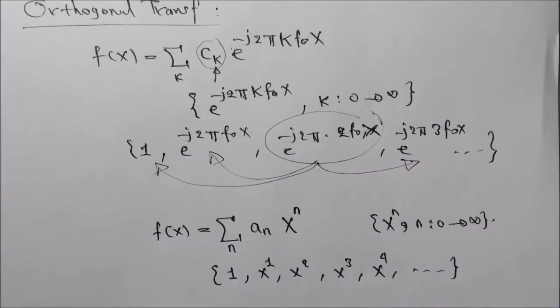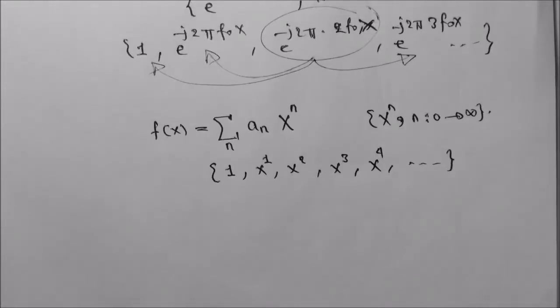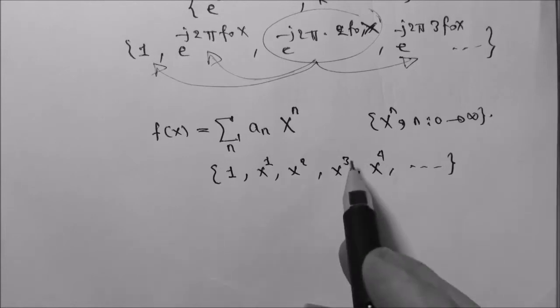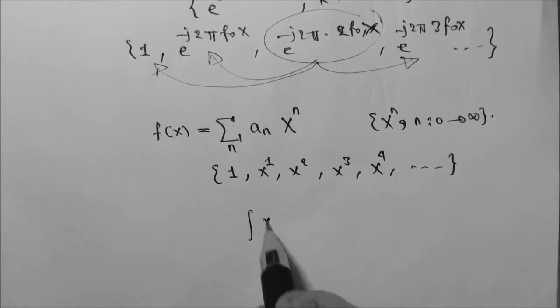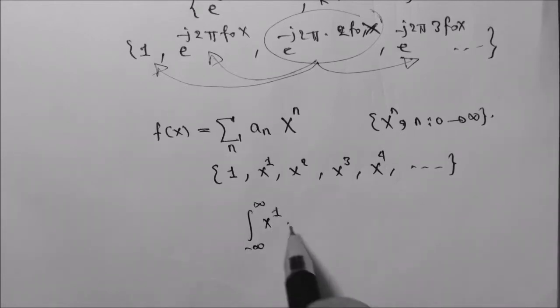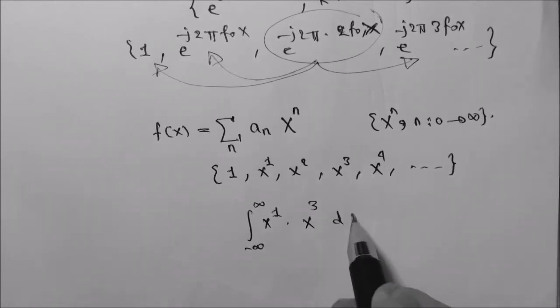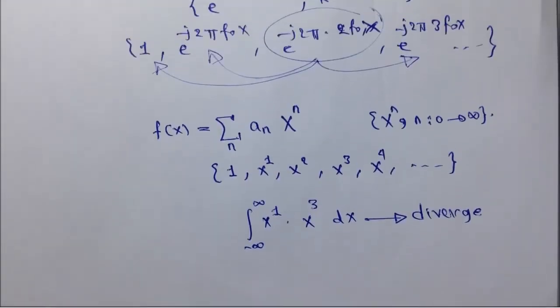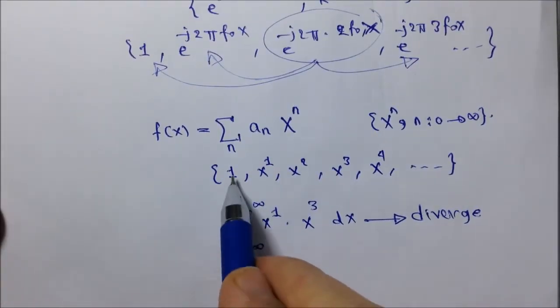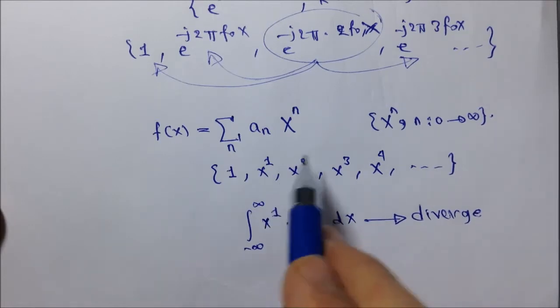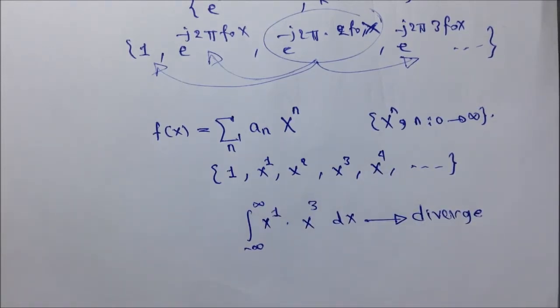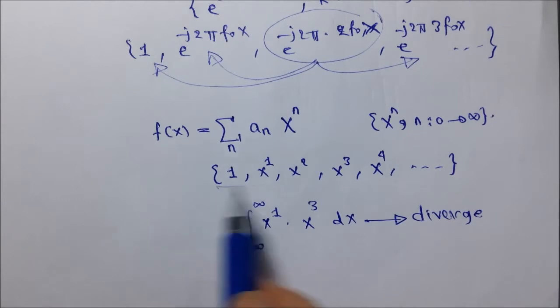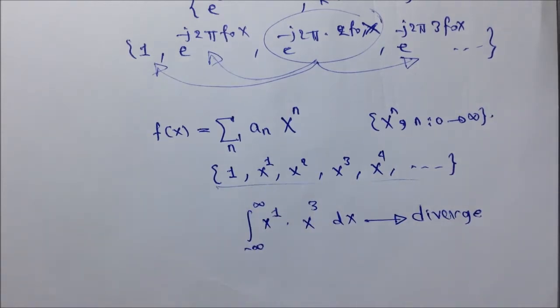But the thing obvious here is that there is no orthogonality between the members of this set. For example, let's just find the correlation between x and x cubed. So integration from minus infinity to infinity, x to power 1 dot x to power 3 dx. And it's pretty much obvious that the result diverges to infinity. And it's also obvious that there is an infinite correlation between 1 and x squared and x to power 4. So how does the Taylor series work while this set lacks this fundamental property of orthogonality?